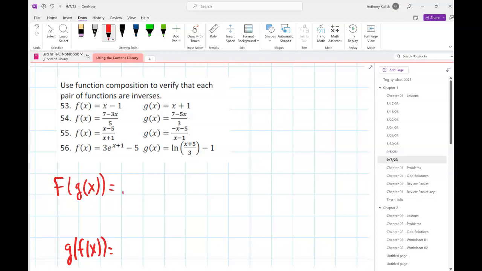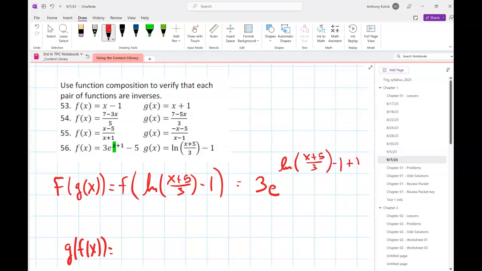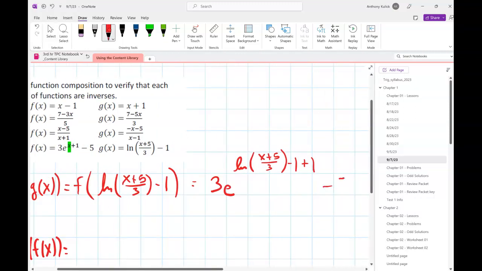So we'll start with f of g of x. I'll just start by replacing my g with the equation that it's equal to. And then we're going to be plugging that function into the x in f. So I have 3, and then e to the natural log x plus 5 over 3 minus 1, and then the plus 1, and then the minus 5. So there's my function composition. Looks pretty gross, but it's okay.